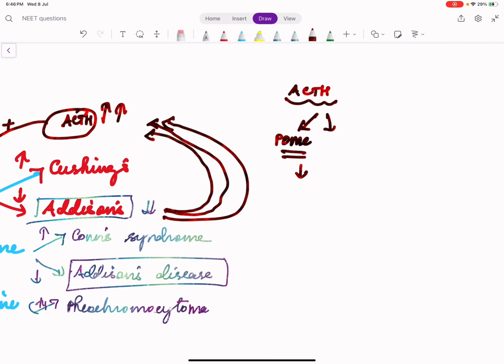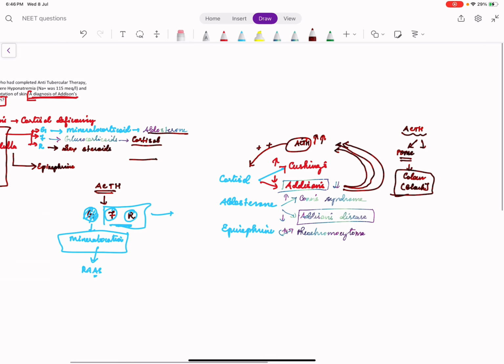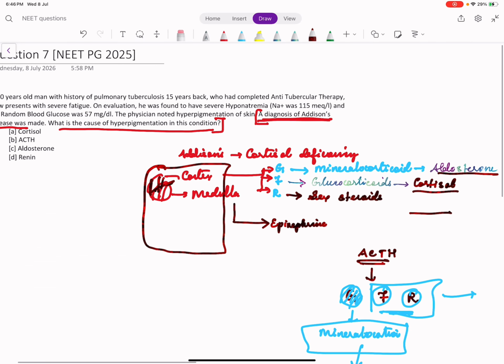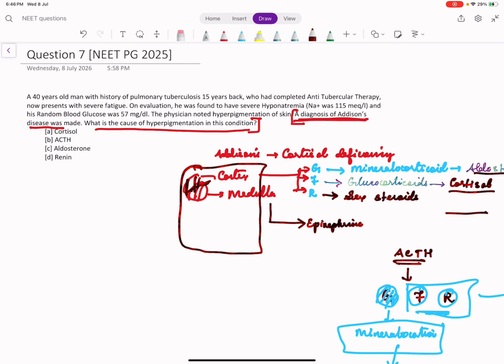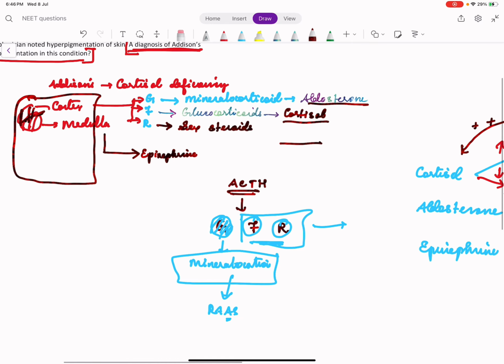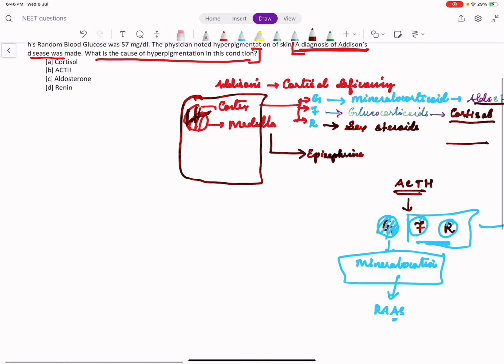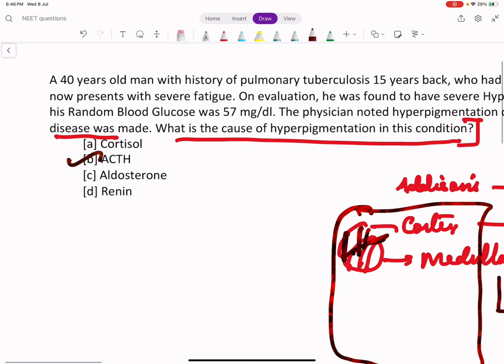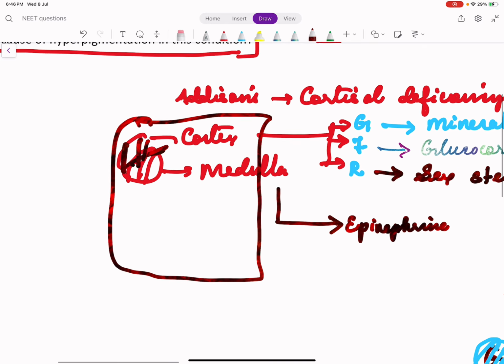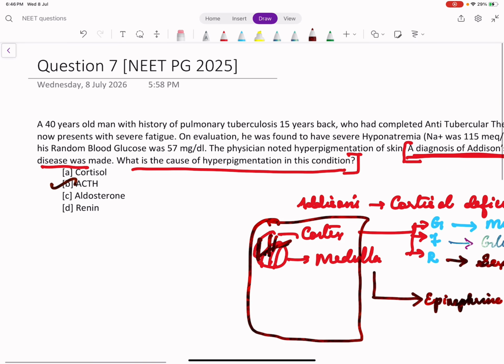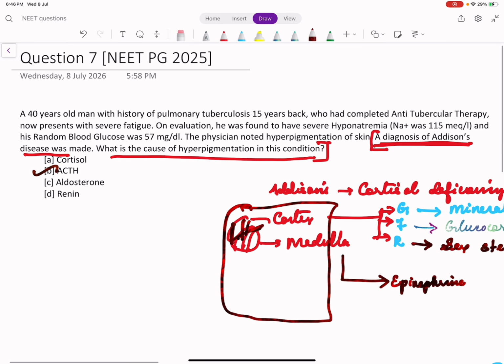Remember, melanin is something which gives color to the skin or black color to the skin. So ACTH gives black color to the skin. So that is actually the question. What is the cause of hyperpigmentation in Addison's disease? It is due to excess ACTH, which produces pro-opiomelanocortin, which gives color to the skin. Okay, we'll read the question again so we can discuss a few other points.